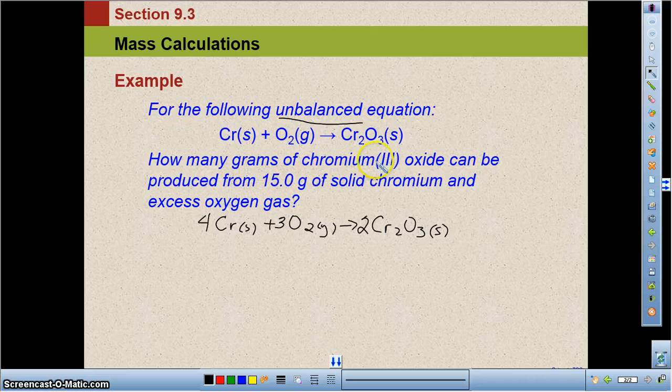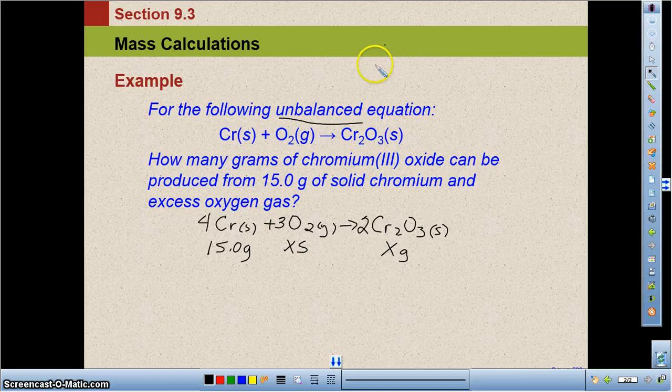How many grams of chromium-3 oxide? Here's my chromium-3 oxide. They want to know how many grams. Notice I put a G there for grams to remind me that I'm going back to mass. I'm not going to stop at moles like I did before. Can be produced from 15 grams of solid chromium and excess oxygen gas. Let's write down what we need to help us remember here.